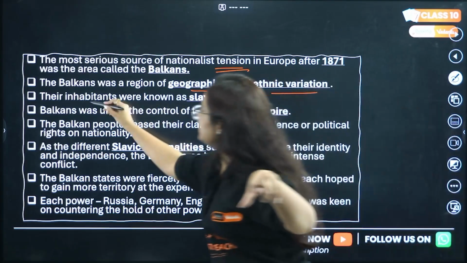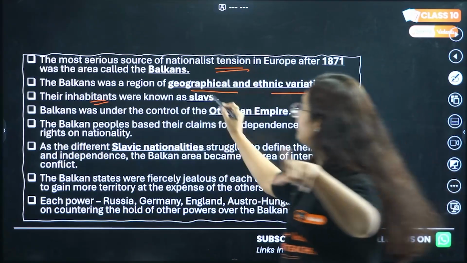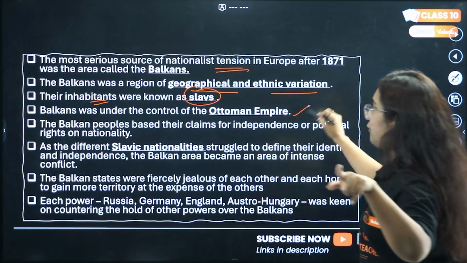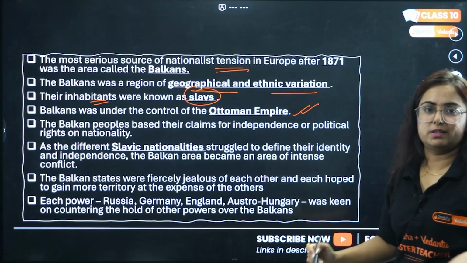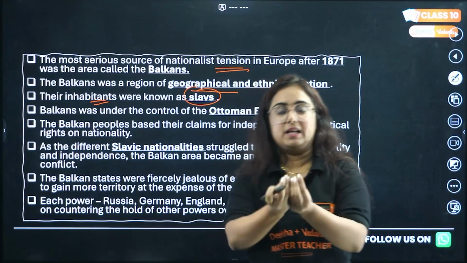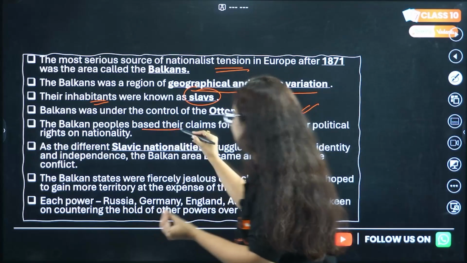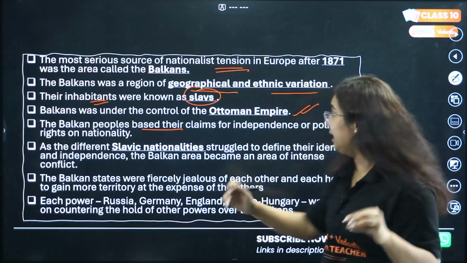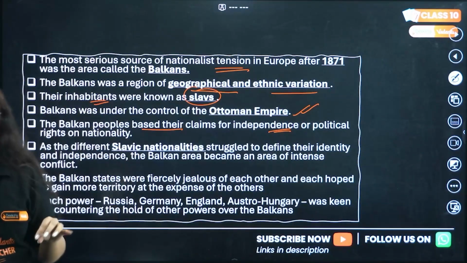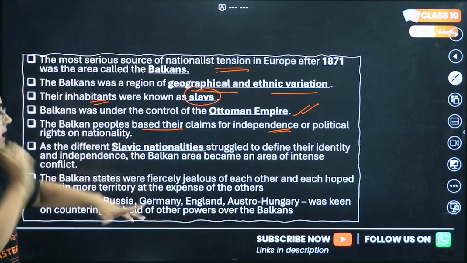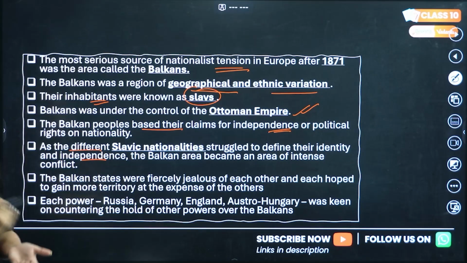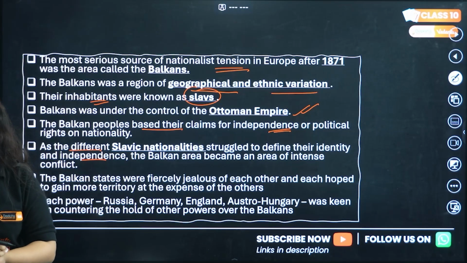The inhabitants, the people living over there, were referred to as Slavs, we know. It was under the control of the Ottoman Empire. Finally, we know this again. And now, these geographical identities want independence, but claiming their independence on the basis of their nationality. Now they want to form a nation, that means they want to define their territories, bacha. They want to define their identity and territories.